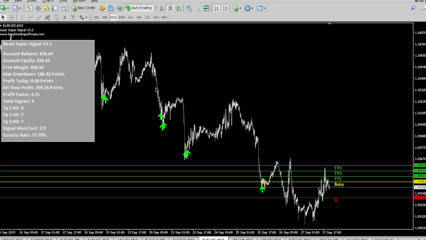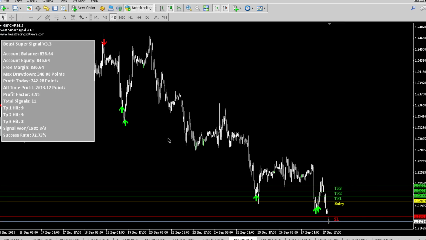Then on the euro dollar, the most actively traded pair, we can see we had two fantastic buy signals here. Here we had a losing signal, but it made up for two winning signals here, another two winning signals here, and another winning signal here. So it's been a pretty good week on the euro dollar.